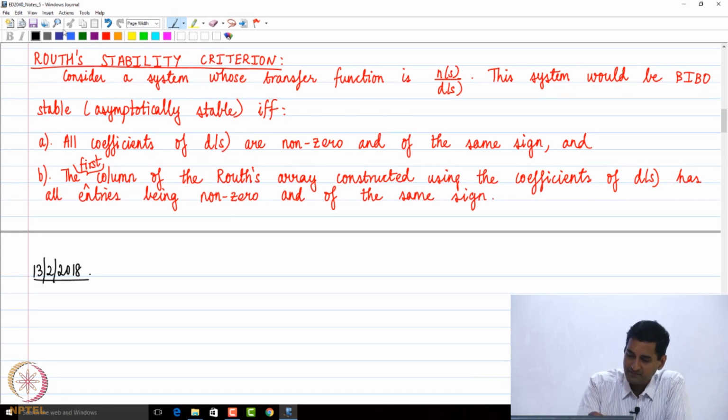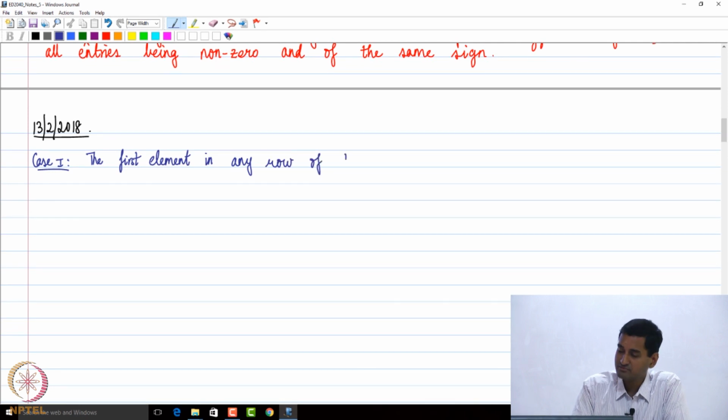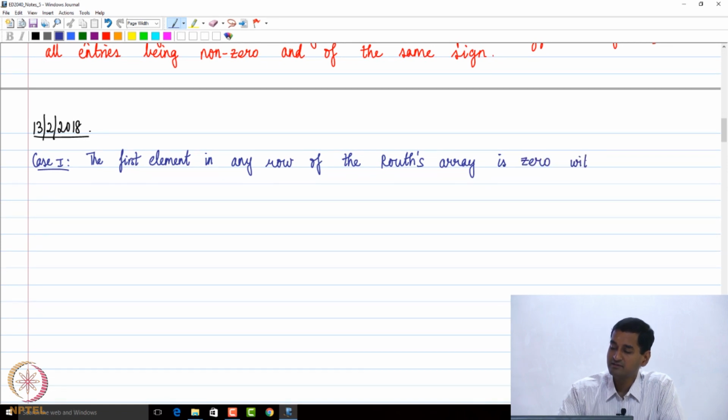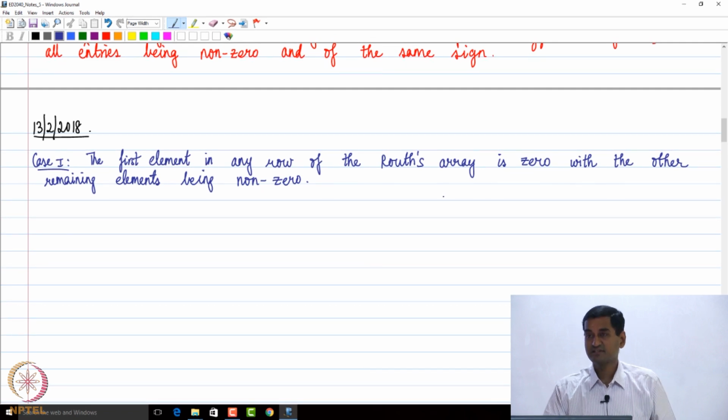So the first case is when the first element in any row of the Routh's array is 0, with the other remaining elements or entries being non-zero. That's the first case that we would be studying.